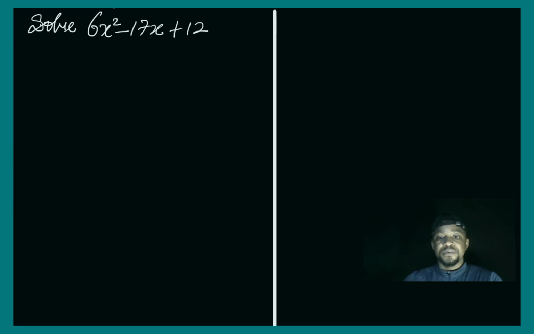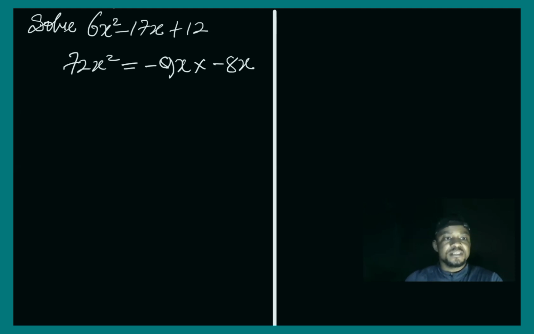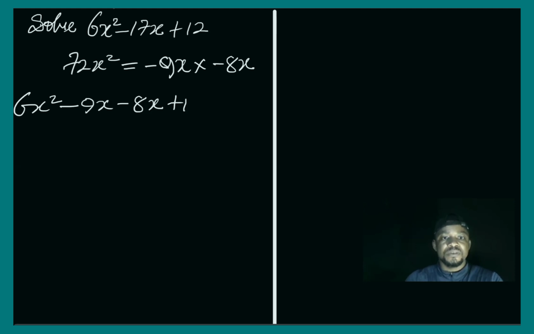Let's uncouple the problem we have on the board. To do that, I'm going to be multiplying the first term with the last term. Now it gives me 72x squared, which is the same thing as minus 9x multiplied by minus 8x. So writing the equation, I now have 6x squared minus 9x minus 8x plus 12 equals 0.